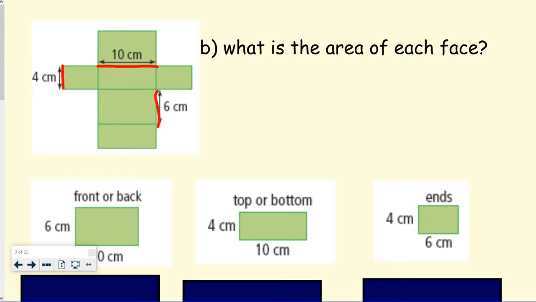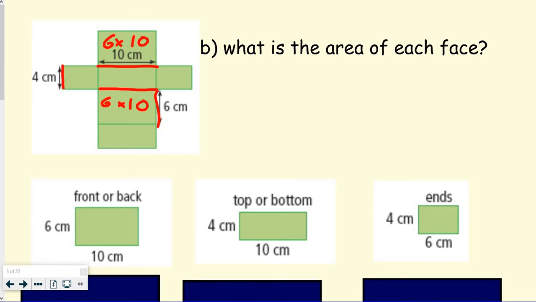So we know that this one is 6 by 10. This one is 6 by 10 as well. This one is 4 by 10 because it's a little bit different, and this one is 4 by 10 as well. And this one, because this is 6 here, and this will match up with this, must be 4 by 6, and this one is 4 by 6 as well. So when we go through, we just have to find the area of each one.